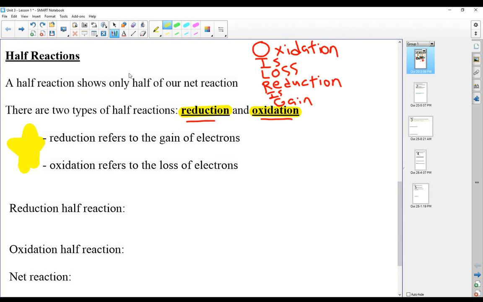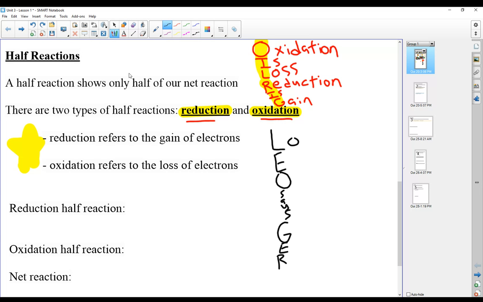So reduction refers to the gain of electrons. Reduction is gain. Oxidation refers to the loss of electrons. Oxidation is loss. On the completed notes, you also see another one, which is Leo the lion says grr. We will take a moment and write that out as well. I don't like using this one as much. I prefer OIL RIG. Oxidation is loss, reduction is gain. This is just another one for you to use.